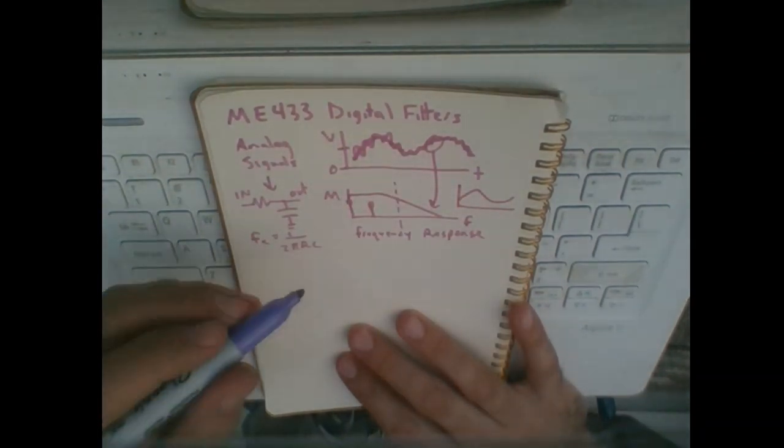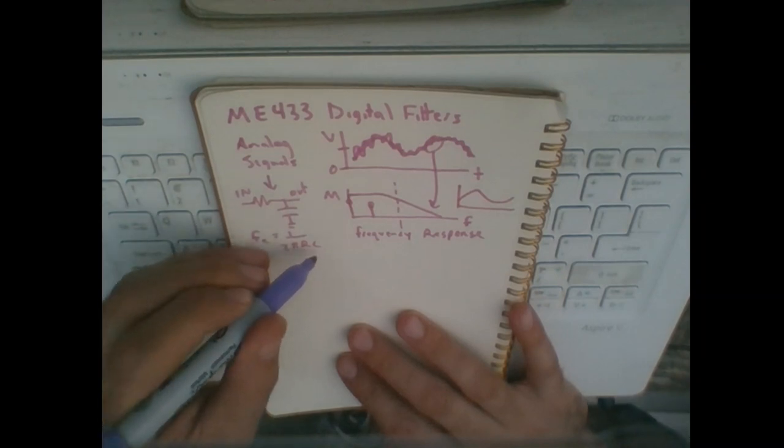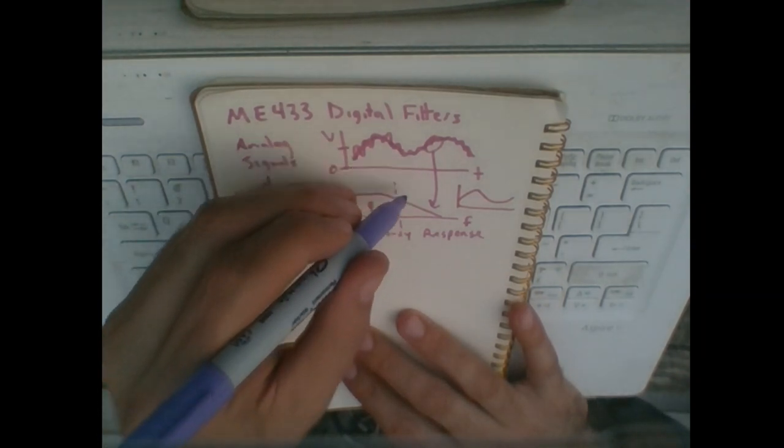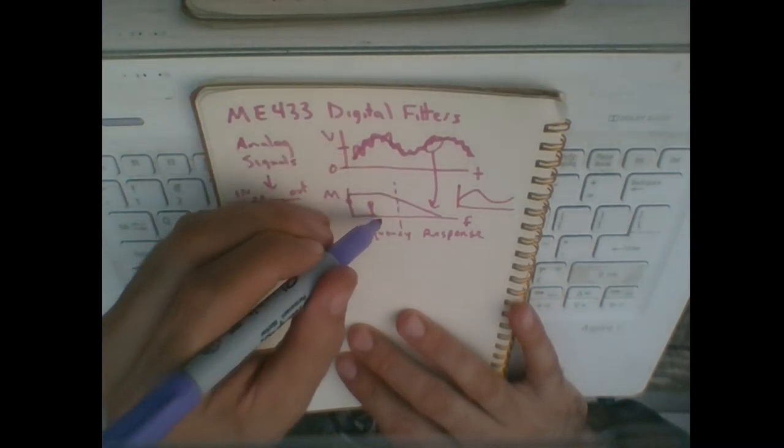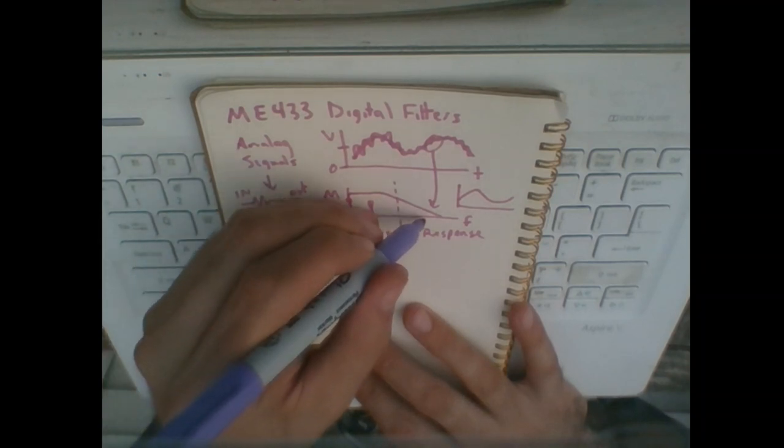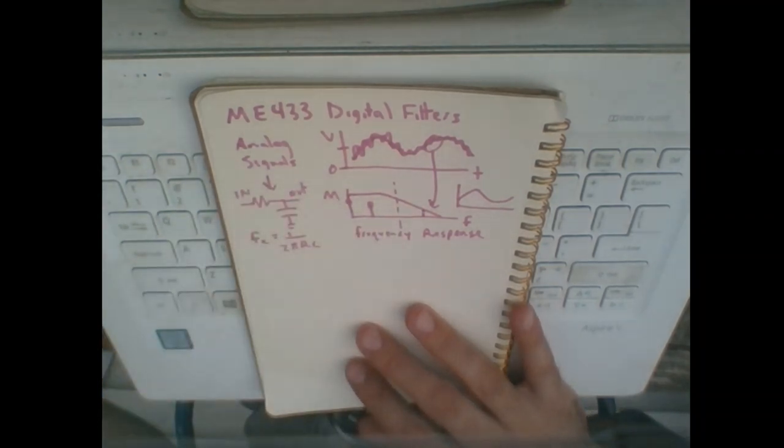If we could somehow choose the cutoff frequency, 1 over 2 pi RC, to be far enough away from the frequency we're interested in, but also far away from the frequency we're trying to remove.